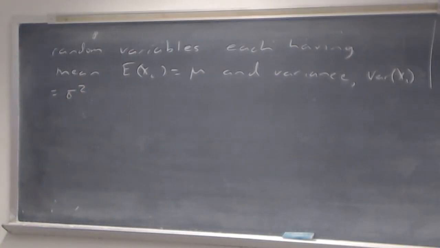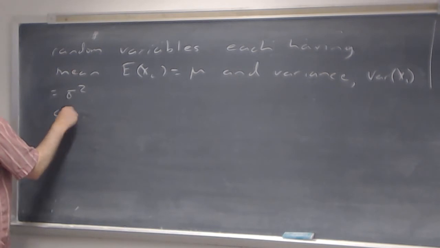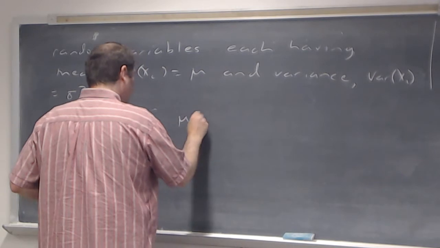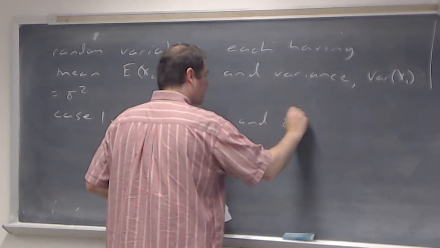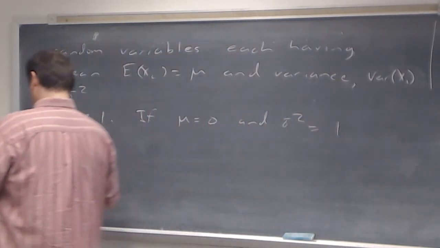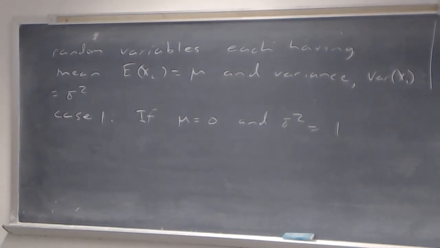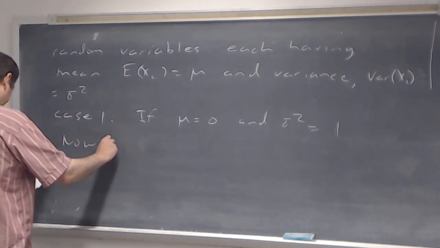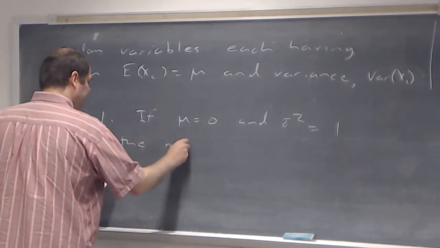Okay. So we're going to break this up into cases. The first case, as we've done before, is if mu equals 0 and sigma squared equals 1. Now, we're going to use that lemma about the moment generating functions converging. That will force the CDFs to converge. And so what we'll start off with is examining the moment generating function.